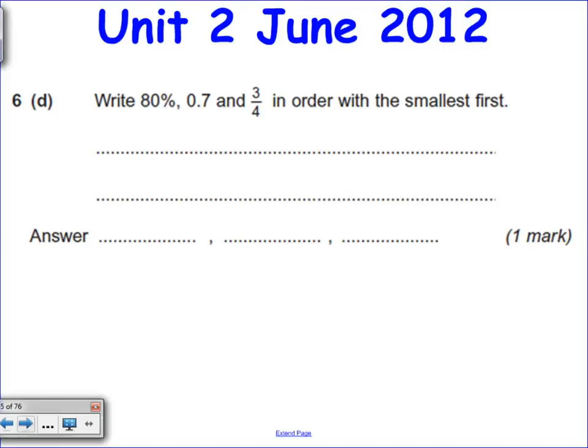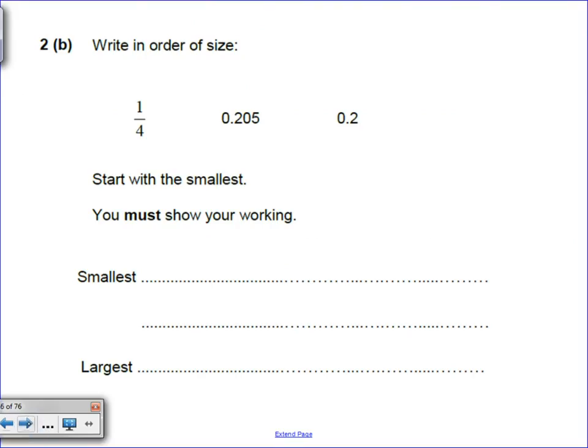Then this was the last bit of that question. 80%, 0.7, and 3/4 in order of the smallest first. You don't even have to convert them. That's why it's got 1 mark. Because you should now be at a point where you look at those and you can sort them in your head in seconds. Yeah? So which is the smallest? 0.7. What's the next smallest? Good. And the largest, therefore, must be 80%. Because that's 0.75, that's 0.8. Okay? And hopefully you'll get to this point where you can just look at these on a 1 marker and sort them quite quickly. Okay?